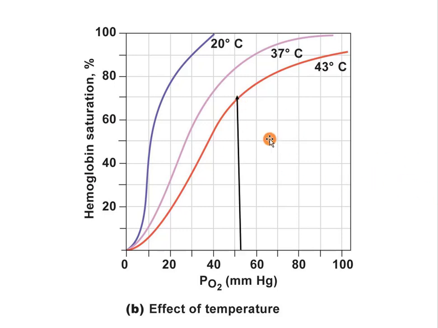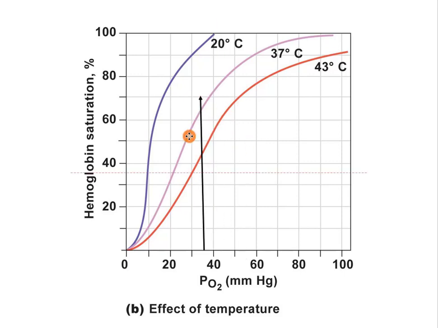Now, this can go one of two ways. Either you're warm and therefore things are moving faster, more chemistry is happening, or you're doing more chemistry because you're exercising and therefore your tissue is warming up. Regardless, at warmer temperatures, hemoglobin more readily gives up oxygen. This is what it means to shift the curve to the right.